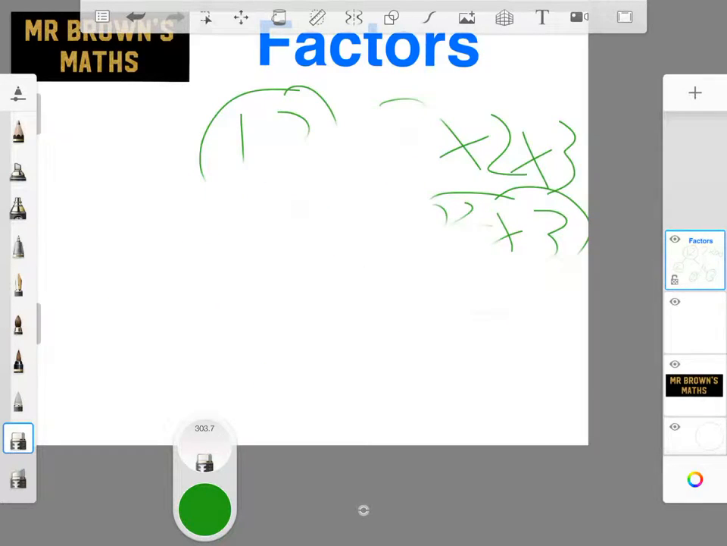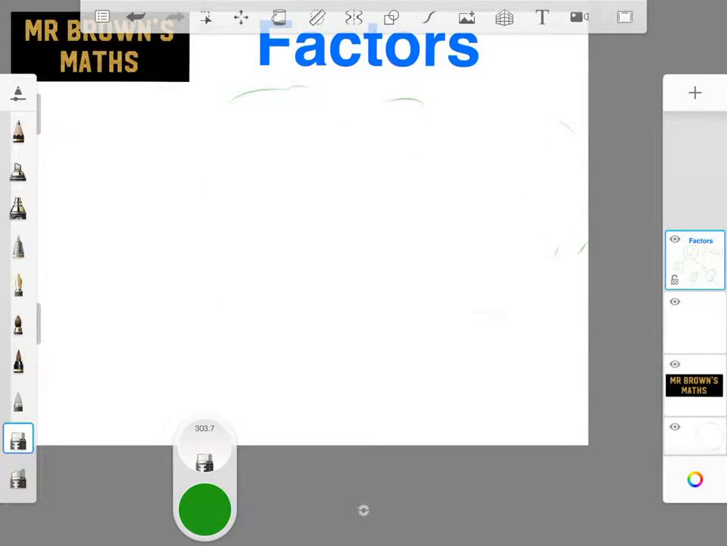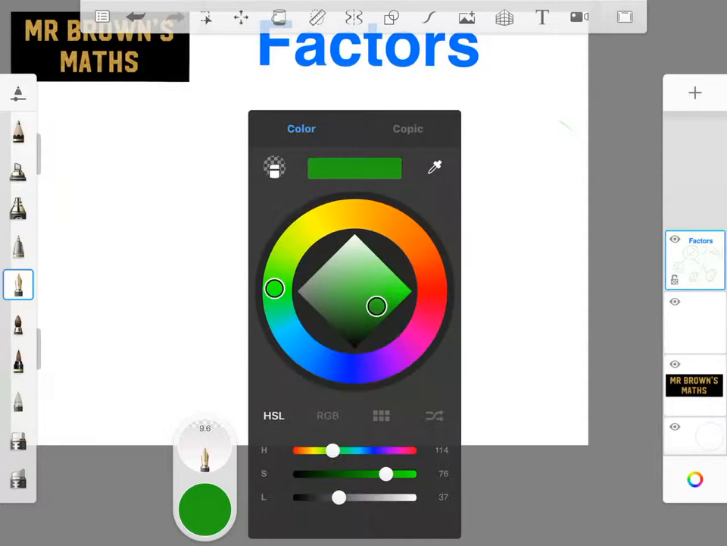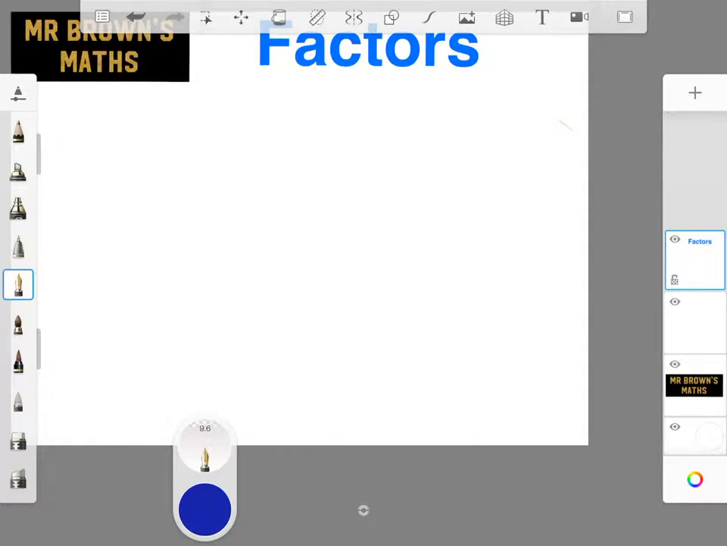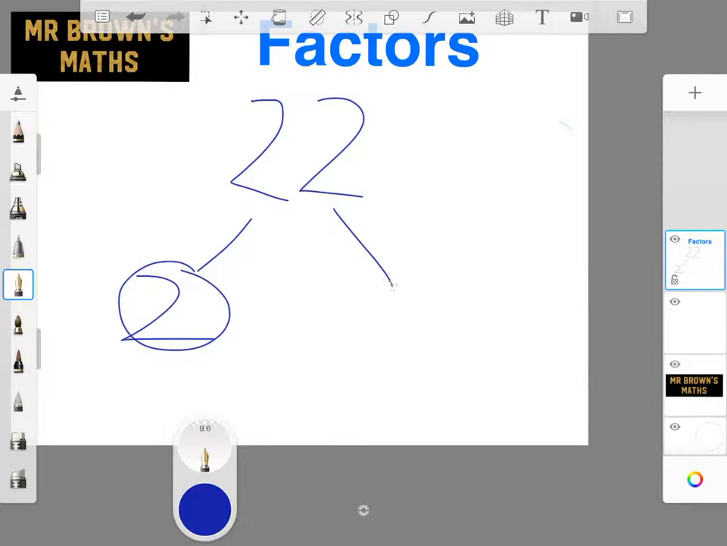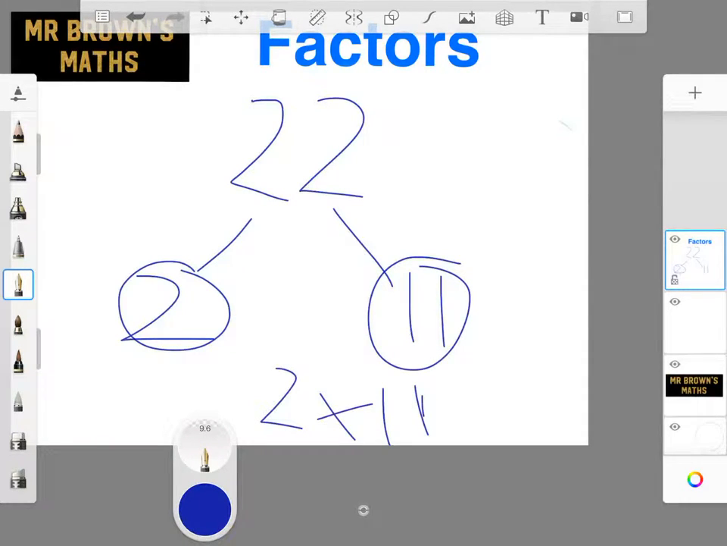Okay, let's do one more factor tree. This time let's do 22. This one's easy, so you get 2. Nothing goes into 2 apart from 1 and 2. Then we've got 11. Does anything go into 11? No, it doesn't. So that simply is 2 times 11.